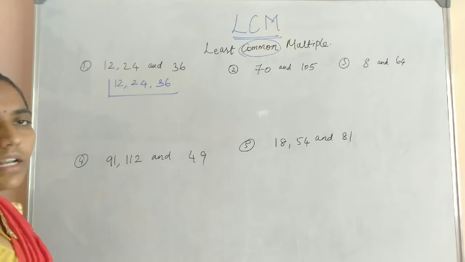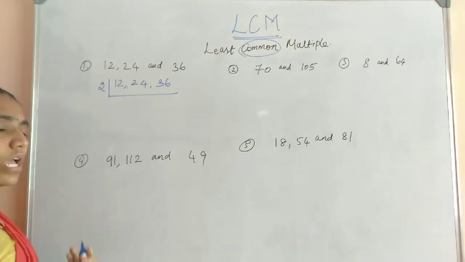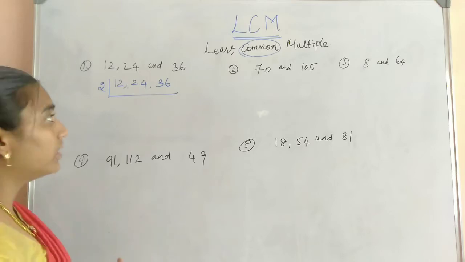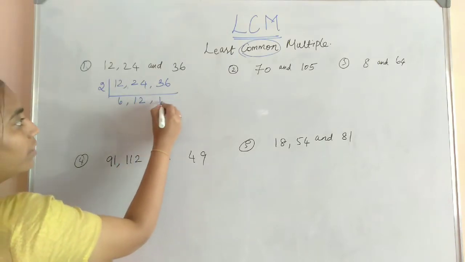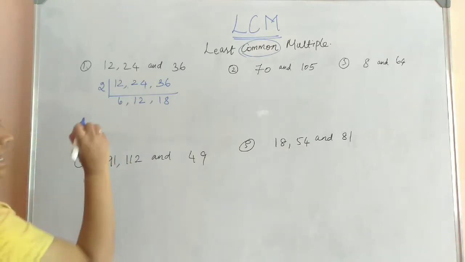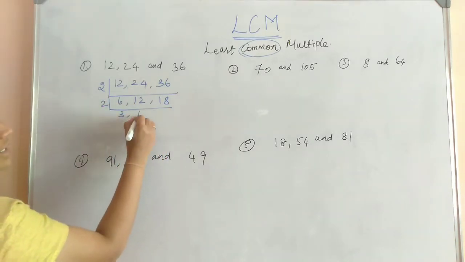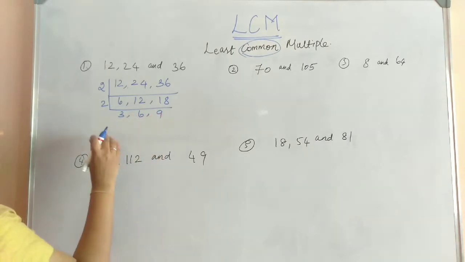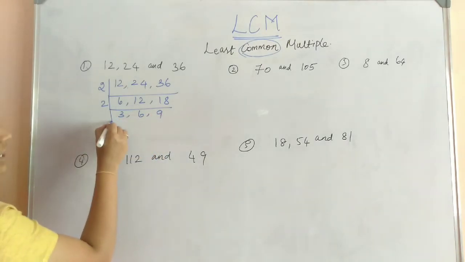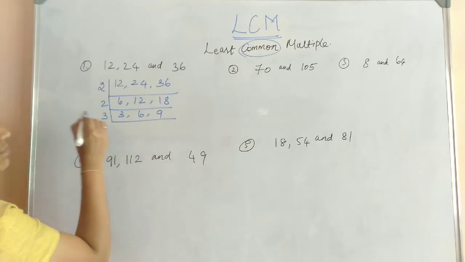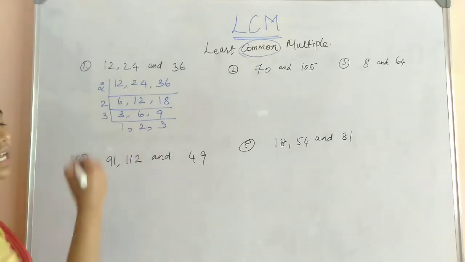All are looking like even numbers. Even number means it is compulsorily divisible by 2. You can go with the 2 table only. Don't bother with anything else. So 6 2s are 12, 12 2s are 24, 18 2s are 36. Again it's an even number, so 2, 3 2s are 6, 6 2s are 12, 9. Now it is not an even number. Now 3, 6, 9. We know clearly this is divisible by the 3 table. 1 3 is 3, 2 3s are 6, 3 3s are 9.